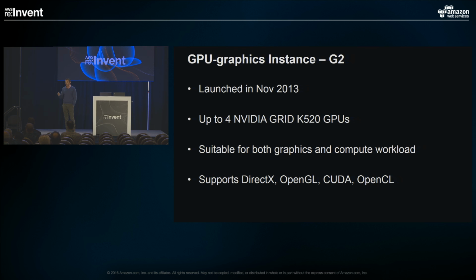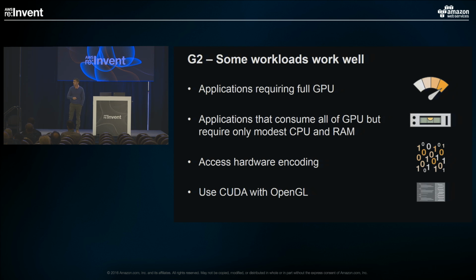And you can do both graphics and compute. But now for compute, we have a more specialized platform, the P2 platform. But this is a general purpose GPU board. And some workloads run really well on it, extremely well. In fact, like render farms, for example, that use the entirety of the GPU and really don't require a whole lot of CPU or system memory. They run extremely well on this. If you want to access hardware encoding, for example, or do a combination of CUDA calls and OpenGL calls, it's a great platform to do this.